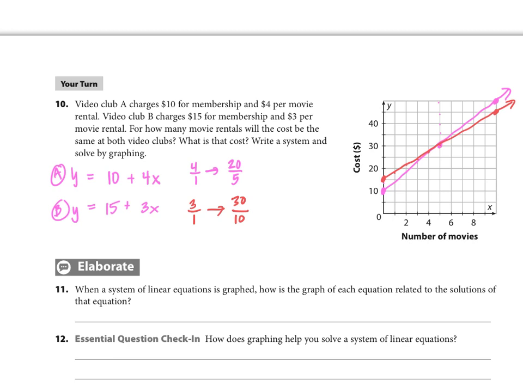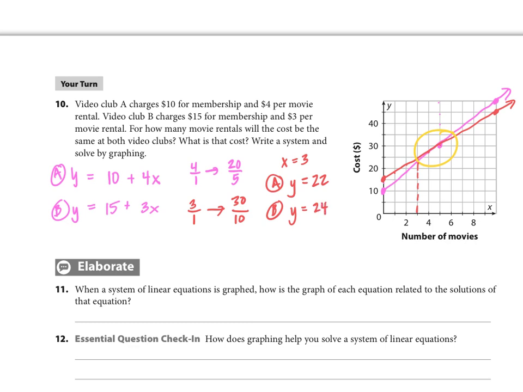Because I can see on the graph that it's going to intersect somewhere around here. Since I did it by hand and I didn't use a ruler, this is kind of a mess. So let's try to figure this out. At 3 movies, let's do x equals 3. For A, my cost is going to be $22, right? Because $10 plus 4 times 3. And then B is going to be 9 plus 15, which is 24.